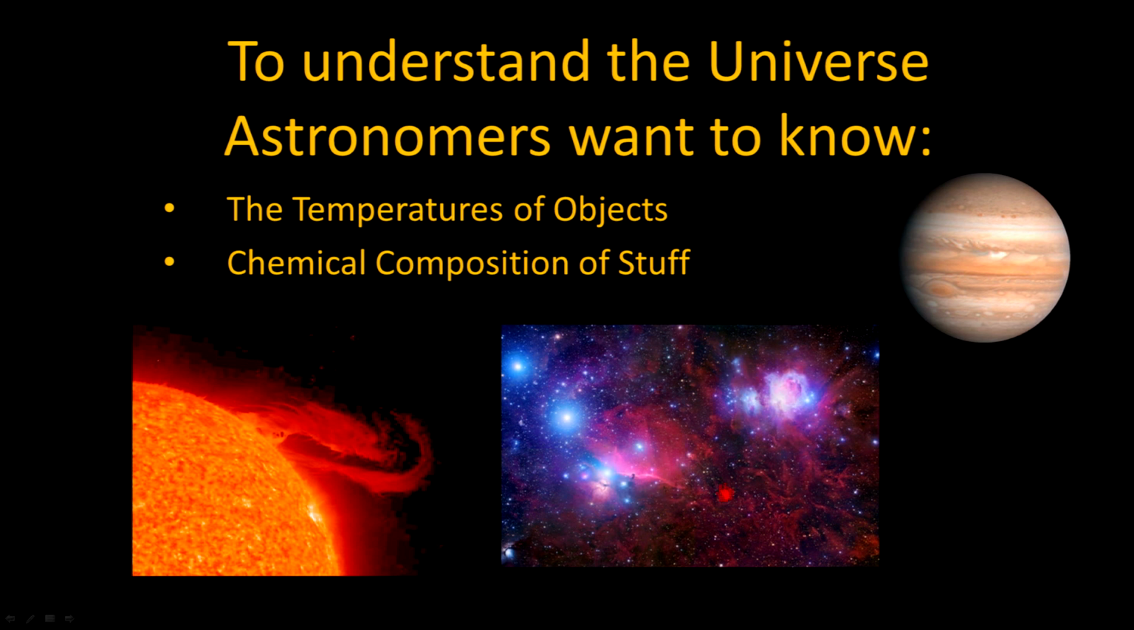Obviously, this is some sort of material. We would like to know what that material is. Jupiter's clouds are made out of some sort of material. We would like to know what that is. So we'd like to know the composition of things in our universe, but we don't have the means to go to these places to gather samples.